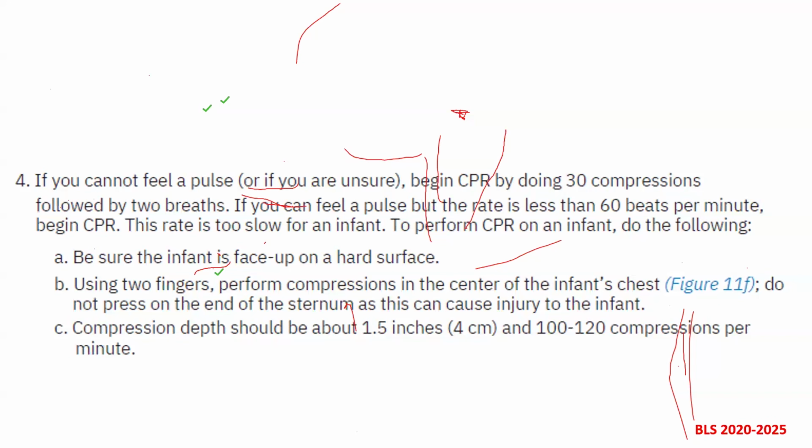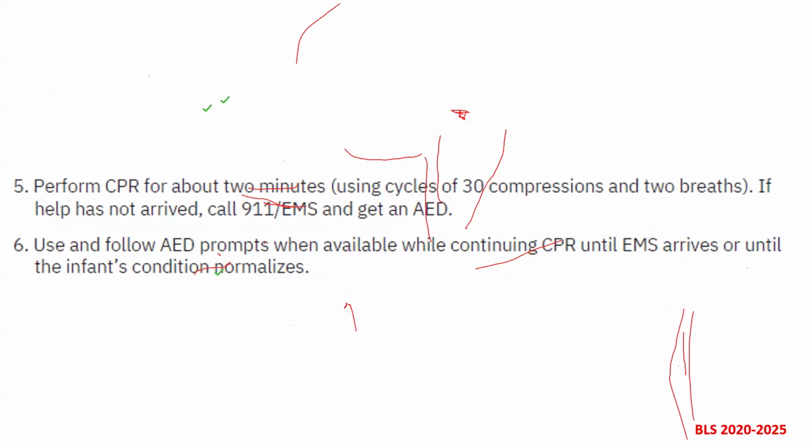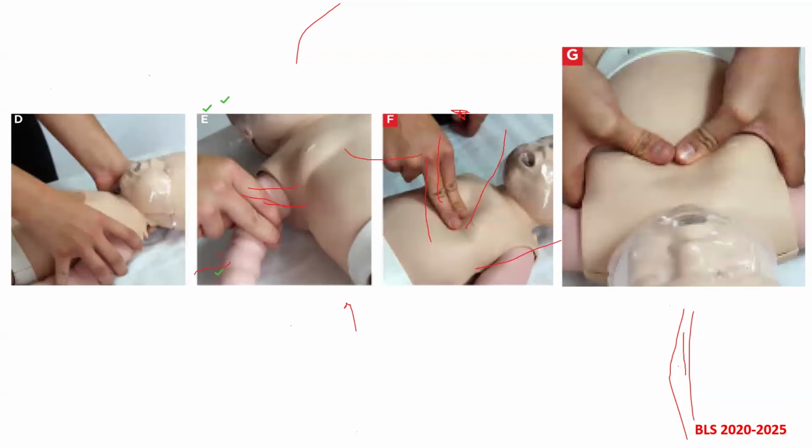Compression depth should be 4 centimeters and the rate is 100 to 120 compressions per minute. If you look at it, the compression rate is the same across the board, whether it's adult, pediatrics, or infant. Perform CPR for about 2 minutes using 30 compressions and 2 breaths. If help has not arrived, call 911 or EMS and get an AED. Use and follow AED prompts when available while continuing CPR until EMS arrives or until the infant's condition normalizes. This is the way you do it.